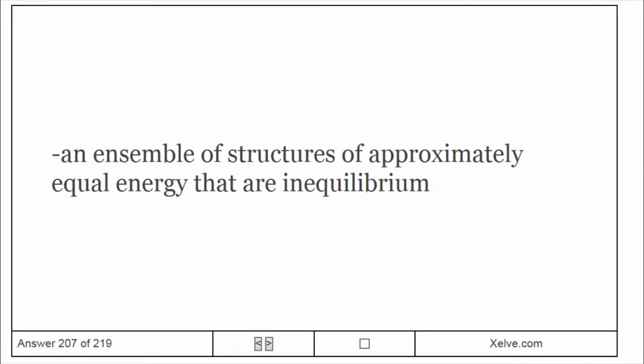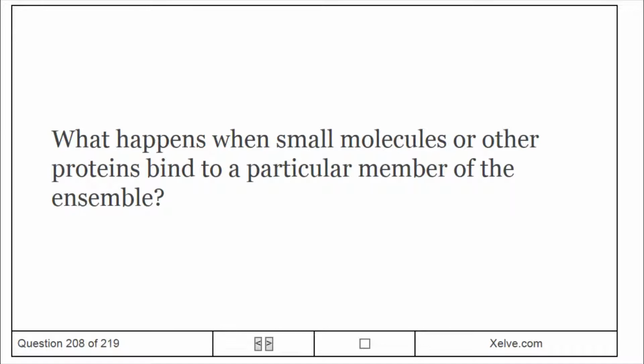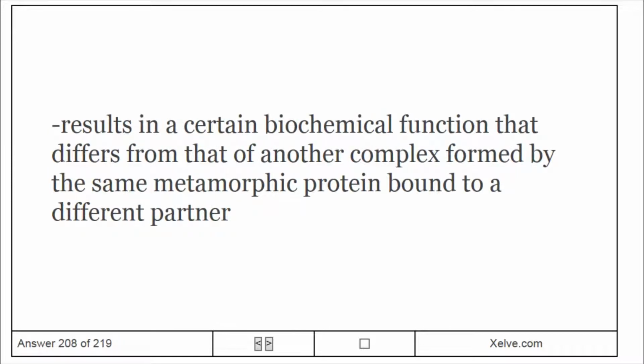Metamorphic proteins exist in an ensemble of structures of approximately equal energy that are in equilibrium. What happens when small molecules or other proteins bind to a particular member of the ensemble? It results in a certain biochemical function that differs from that of another complex formed by the same metamorphic protein bound to a different partner.